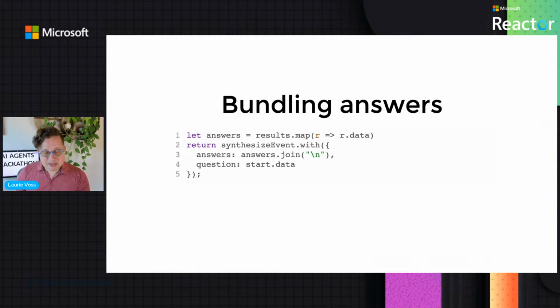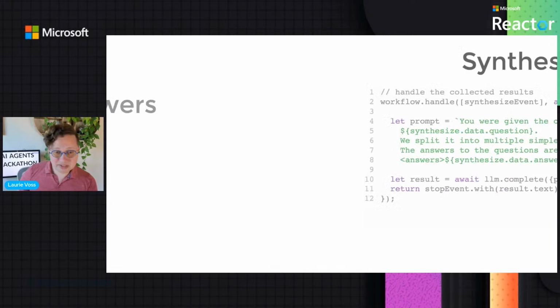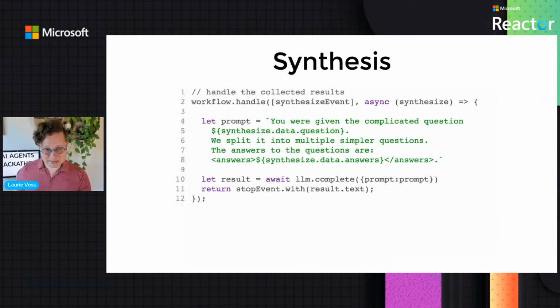We then bundle them up and emit a synthesize event. In this case, we've just put all of the answers into a single block of text separated by line breaks again. We also send it the original question so that it knows what it's trying to do. This is our new final step. We take a set of answers, we give it to the LLM, and we say, make a single coherent answer out of this. Ta-da! That is the orchestrator workers pattern.